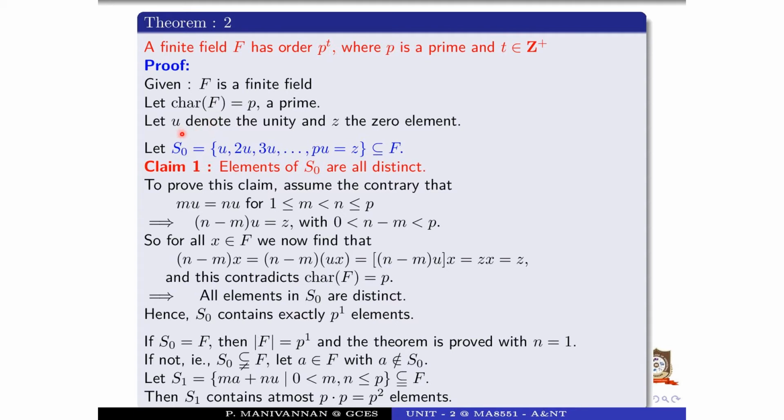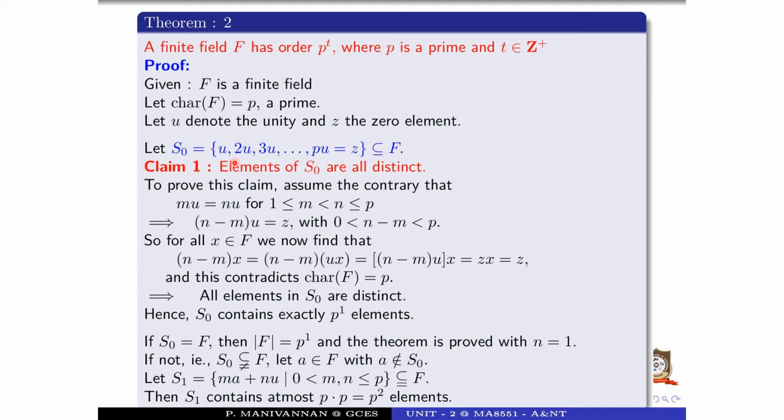Let us assume u denotes the unity and z denotes the zero element of the field. First, let S naught equal u, 2u, 3u, and so on up to pu. pu equals z, since the characteristic value of F equals p, therefore p times any term will be 0. So pu equals 0. It is a subset of F. Let us assume S naught is a subset of F.